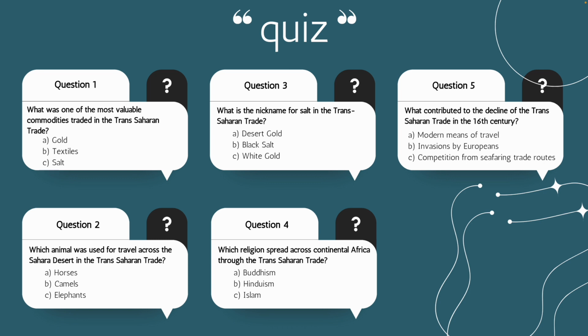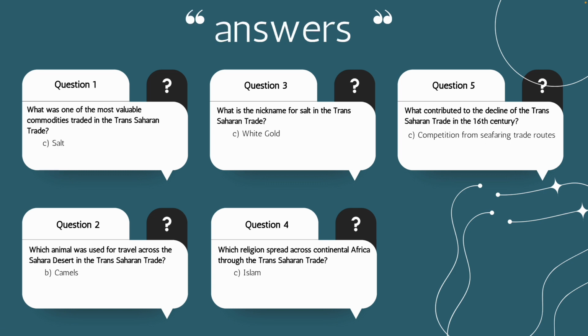Question 4. Which religion spread across continental Africa through the Trans-Saharan trade? A. Buddhism. B. Hinduism. C. Islam. Question 5. What contributed to the decline of the Trans-Saharan trade in the 16th century? A. Modern means of travel. B. Invasions by Europeans. C. Competition from seafaring trade routes. Answers. So, did you get them all right? Yeah, I got them.